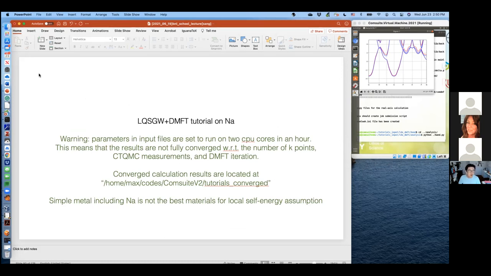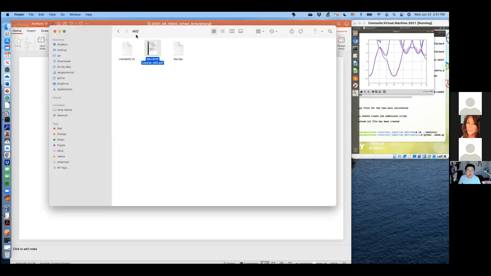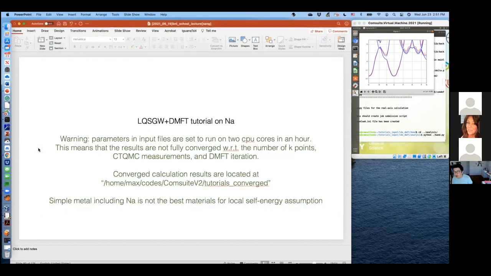And as an advertisement, I strongly recommend you go into the tutorial directory here, and there will be other examples for iron selenide and nickel oxide, which are much, much more fun than sodium. I hope you run them and get some idea of how this code and this methodology work. If you have any questions, you can contact me using Slack anytime, or send me an email anytime, and I will wait for your contact.